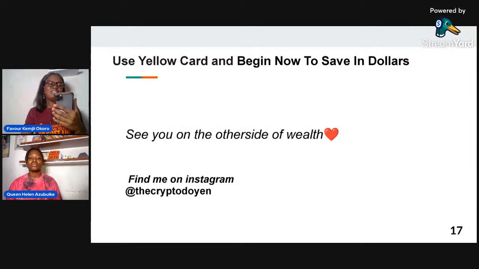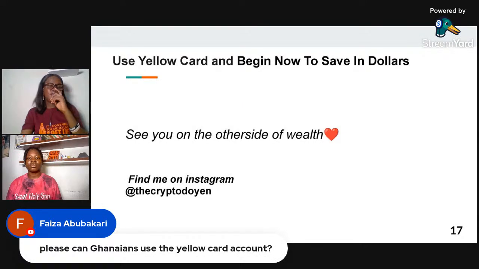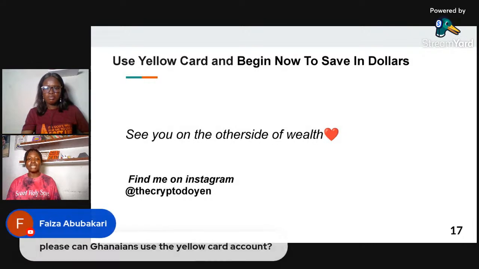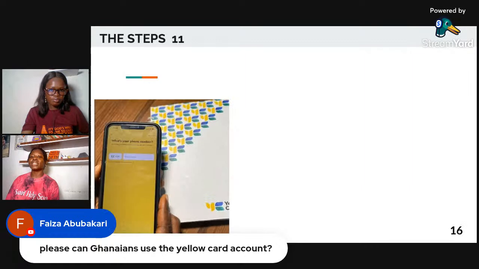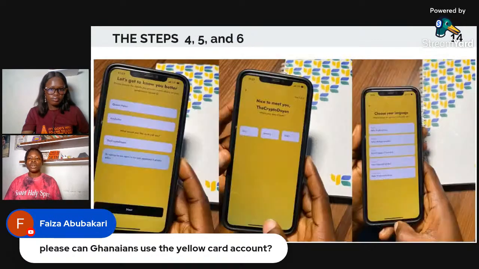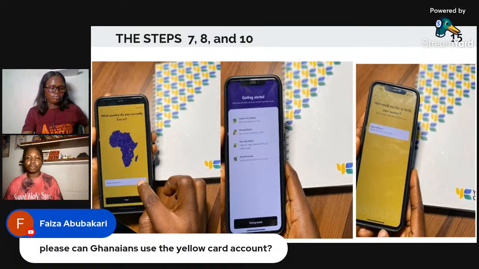I'm still in the process of setting up my own account, but somebody is asking, please, can Ghanaians use Yellow Card accounts? Somebody that is in Ghana, can the person use Yellow Card? Yes, I think Ghana is supported. When you're creating the account, you see a part where they ask you for your country. Maybe just scroll back my slide a little bit. The last two slides, the one with the map. When you're asked for your country, you input your country. If Ghana is there, you will definitely be signed up. So just input your country and you'll be able to create an account.